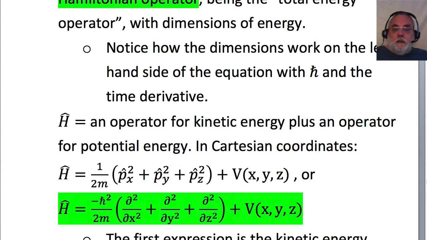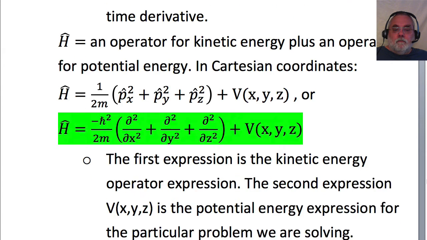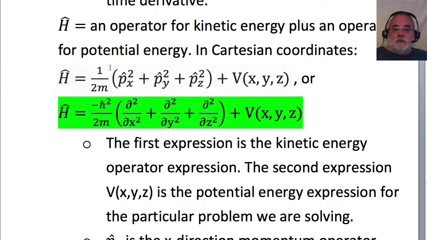In Cartesian coordinates, H hat equals 1 over 2m times the x direction momentum squared. Now this is an operator. The x direction momentum, p sub x hat squared, plus p sub y hat squared plus p sub z hat squared. 3 kinetic energy operators, plus the potential energy function V of x, y, and z.